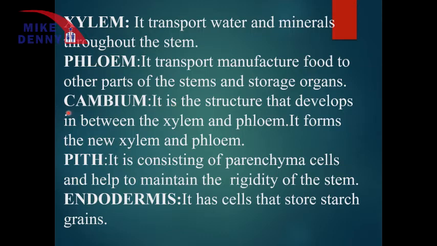The cambium, we saw that in the structure that we had, it is found in the dicot stem and not the monocot stem. So it is a structure that develops in between the xylem and the phloem. It forms the neoxylem and phloem. Then we have the pith.